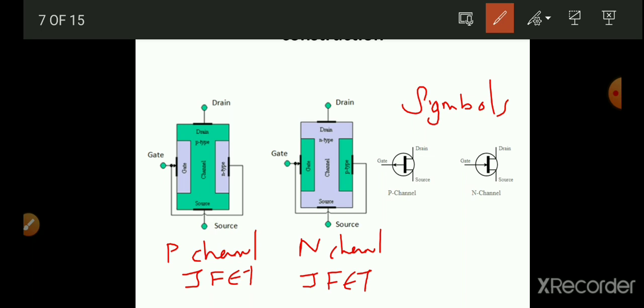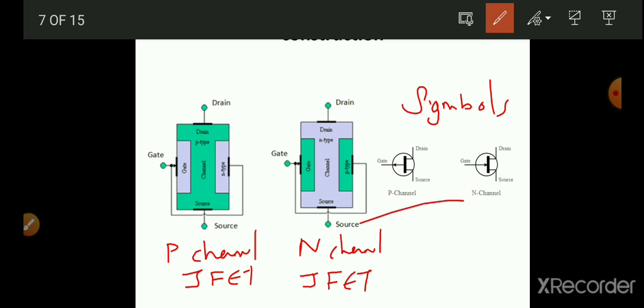In the symbol of P-channel and N-channel, the arrow direction indicates outside from the P-channel, and in the N-channel the arrow indicates the direction inside to the channel. This is the main difference between the P-channel and N-channel symbol representation. In P-channel, the arrow points outwards, while in N-channel, the arrow points inwards.